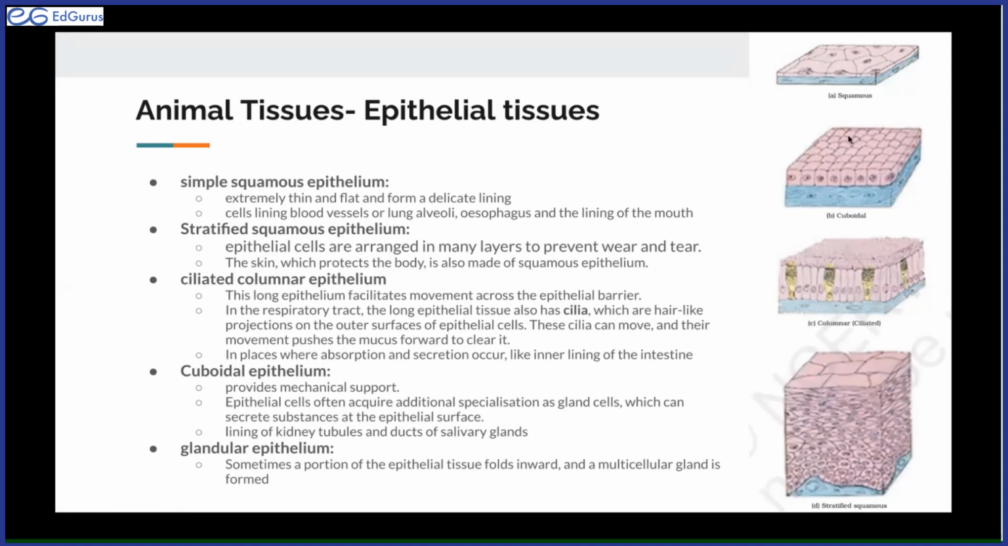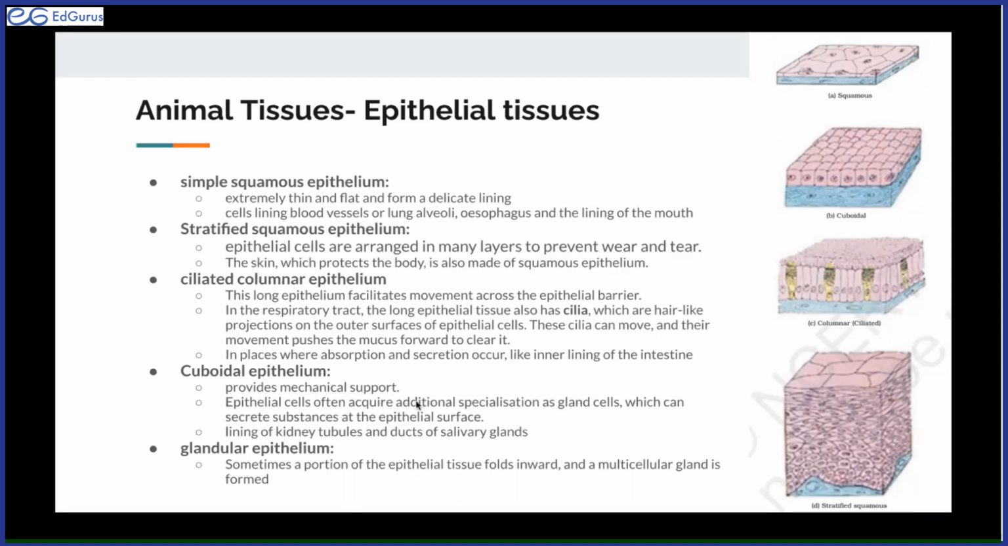And you know why it's called cuboidal, right? Because you can see it is in the shape of a cube. It is not as big as the stratified squamous, but it's also not as small as the simple squamous. It's kind of in the middle, like this. So it's called cuboidal, which is mostly used to give support.